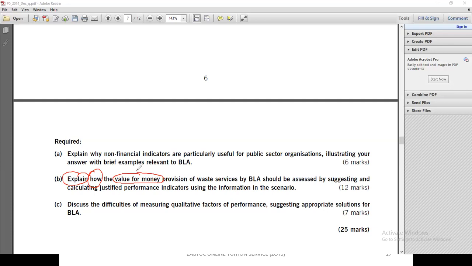But in the process of explaining how value for money is done, you can do some sample illustrative calculations. So this question is not really asking you to carry out a value for money assessment. The question is not asking us to carry out a value for money assessment.